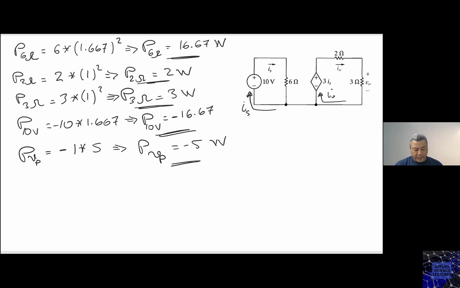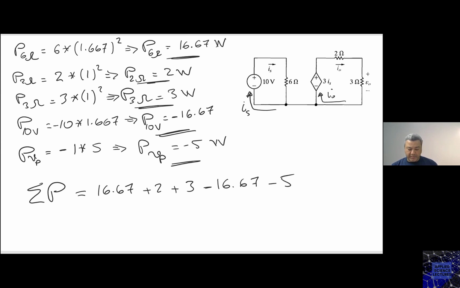Supplying. So if you put now sigma power, we have 16.67 plus 2 plus 3 minus 16.67 minus 5. It's obvious that sigma P is 0, right?